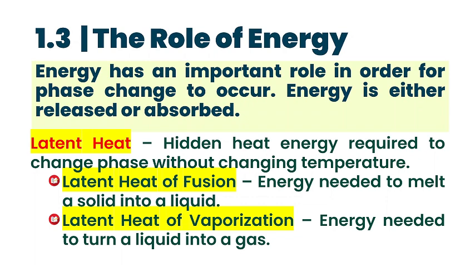If you want to measure the energy needed or required to melt a solid into a liquid, then that's what we call latent heat of fusion. But if you want to measure the energy needed to turn a liquid into a gas, we call that latent heat of vaporization. So these two measures of latent heat are very important to understand how phase changes occur without changing the temperature of the object.